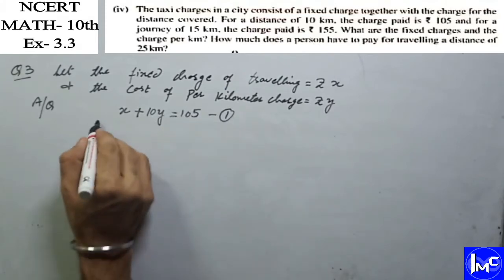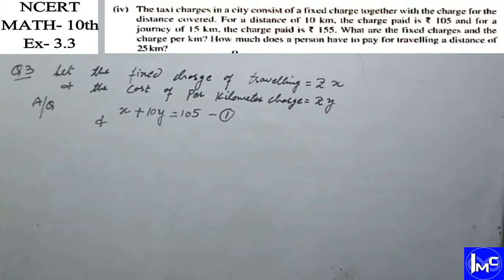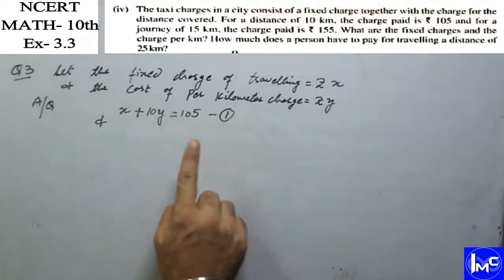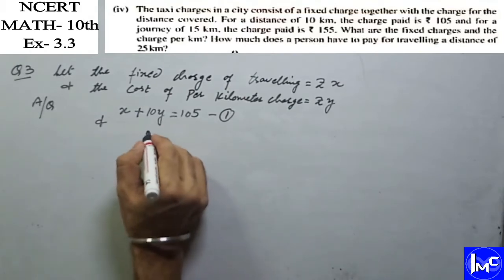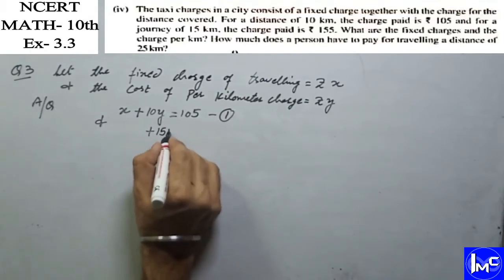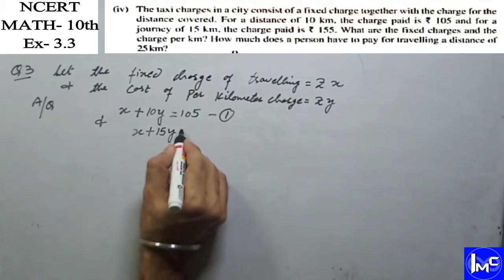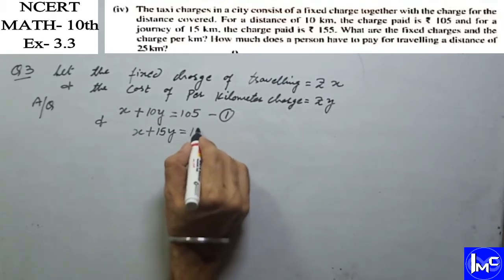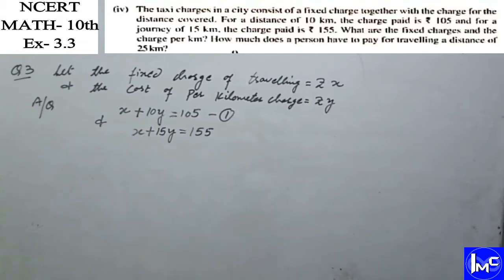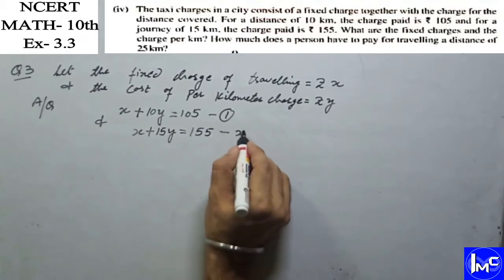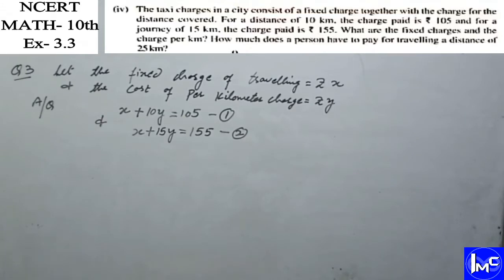First case. And second case is, for a journey of 15 kilometers, if we cover 15 kilometers, then we have to pay 15y rupees, and fixed charges will be again added to this equation, and the total charges are 155. Now these are two conditions or two equations. Now we will solve these equations by substitution method.